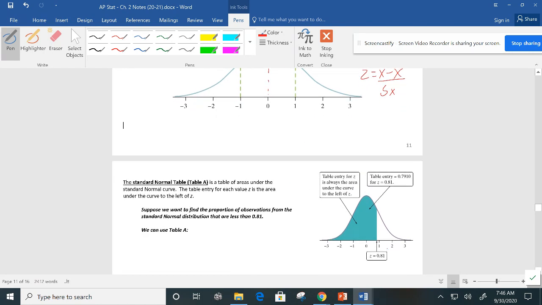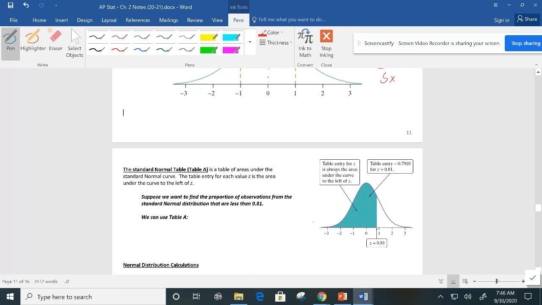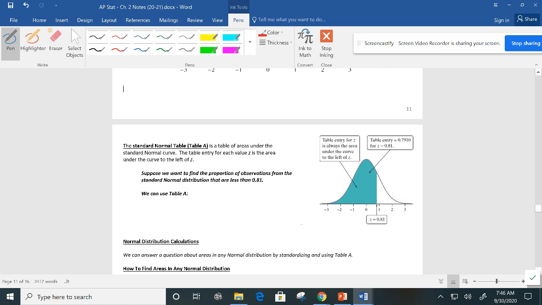Now we're saying, okay, what if somebody is 0.81 standard deviations above the mean? And we want to find the proportion of observations from the standard normal distribution that are less than 0.81. In that case, we use the standard normal table, or table A. This is in your formula sheet. So what we're finding here is the probability that z is less than 0.81. When we want to find that probability, we go to our standard normal table.